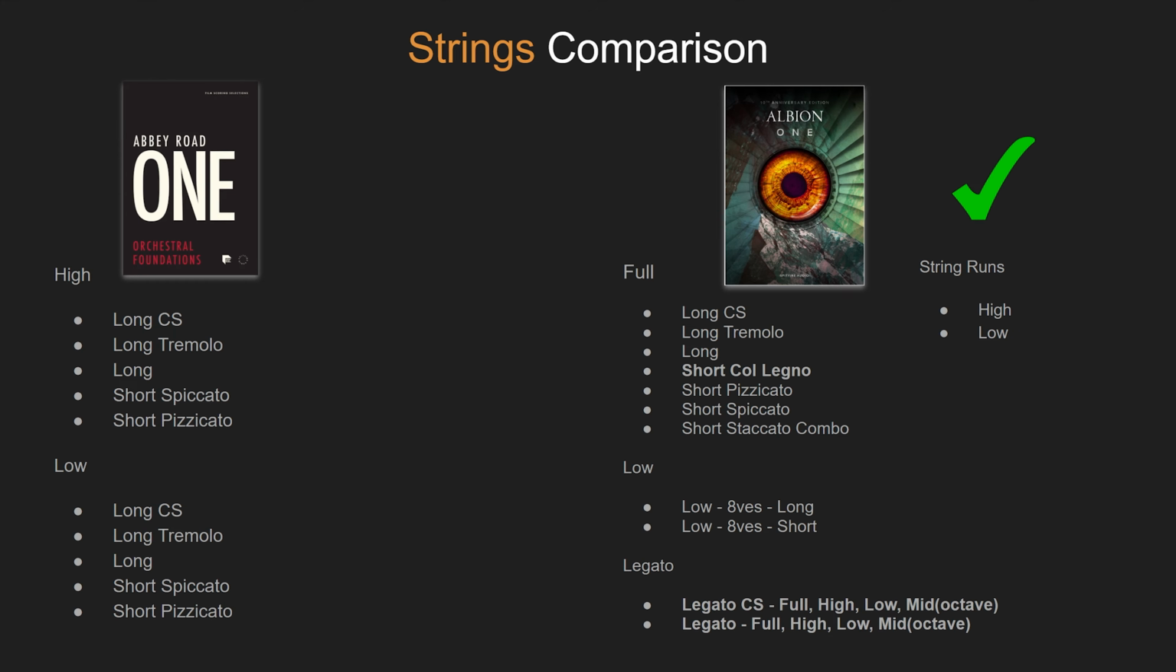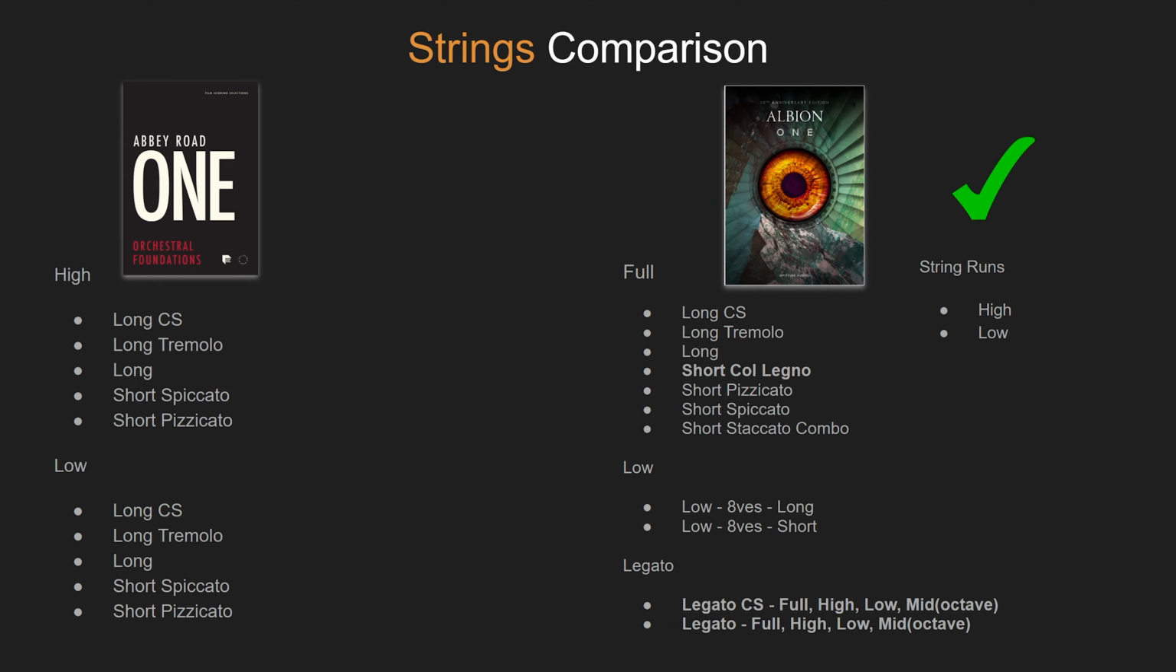Okay, moving on to the strings comparison here. As far as the articulations that are available, we have the concertinos for longs, the trems, your standard long sustain notes, available on both. You also have the shorts where you have spiccato, pizzicato. I believe Abbey Road One also has the col legno that's not really shown here. I think if you strike the spiccatos hard enough at the top of the velocity, it actually becomes a col legno. So that's pretty comparable. Now, this is the big one, the legato.